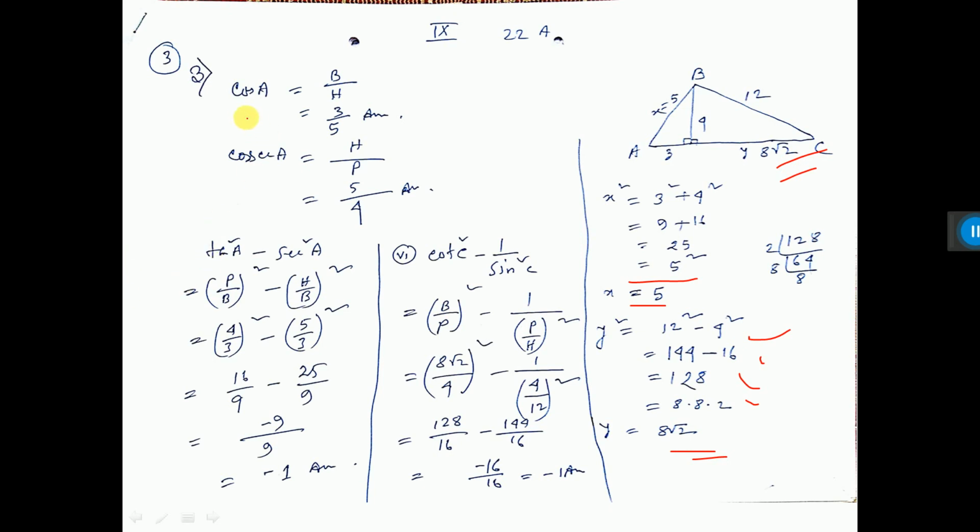Now see, cos A means this. So perpendicular is 4, base 3. Base by hypotenuse, that is 3 by 5, done. Cosec A, that is hypotenuse by perpendicular, A means this. Hypotenuse 5, perpendicular 4, that is done. Similarly tan A, sec A from this triangle, and cot C, sin C: take this triangle, name it BKC. Here this one is the perpendicular. If you consider angle C, then this is perpendicular, this is base. Then put the values and get the answer.